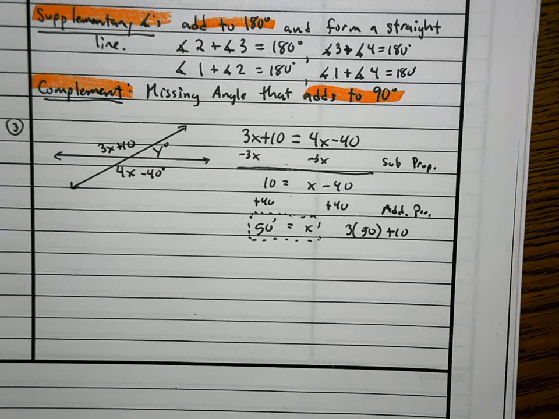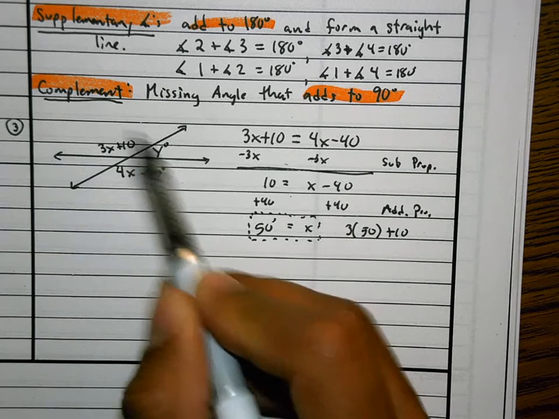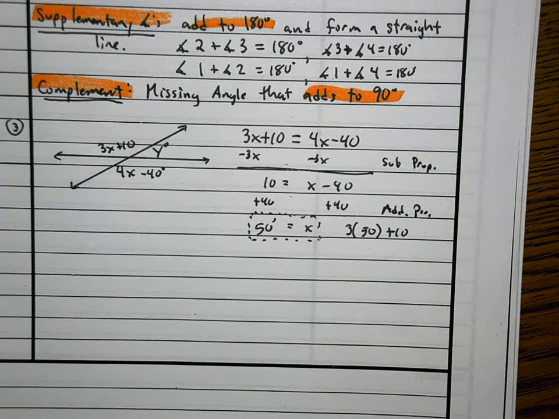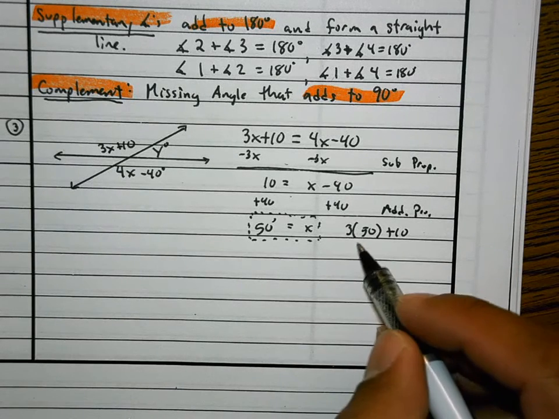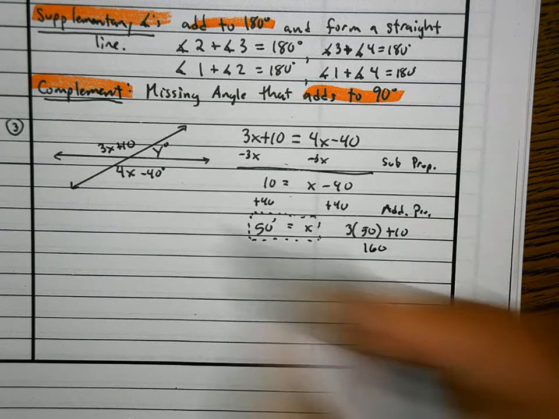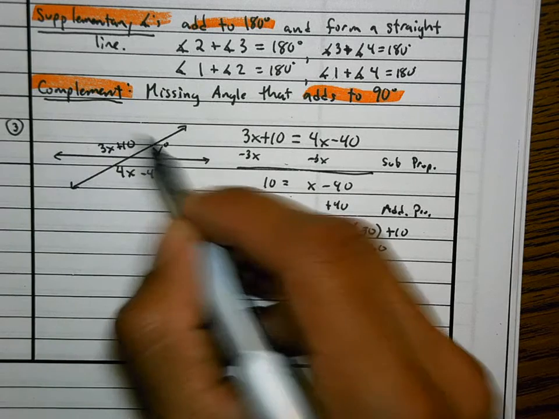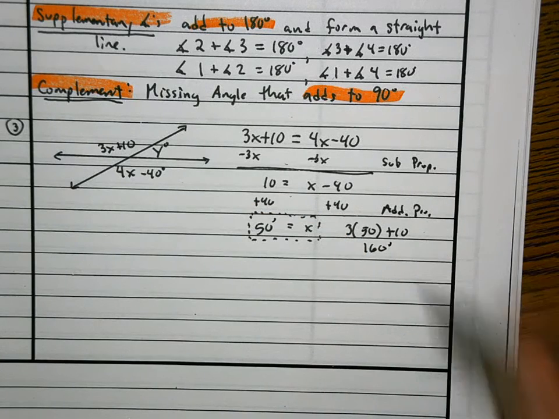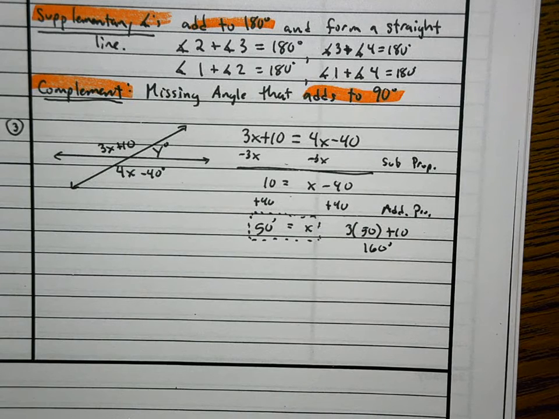20 degrees. Try again. What is this angle going to be? Second time's the charm. 150, 3 times 50 is 150 plus 10 is 160 degrees. That angle, this big angle here, is 160 degrees. You need to know that before you can figure out what y is.